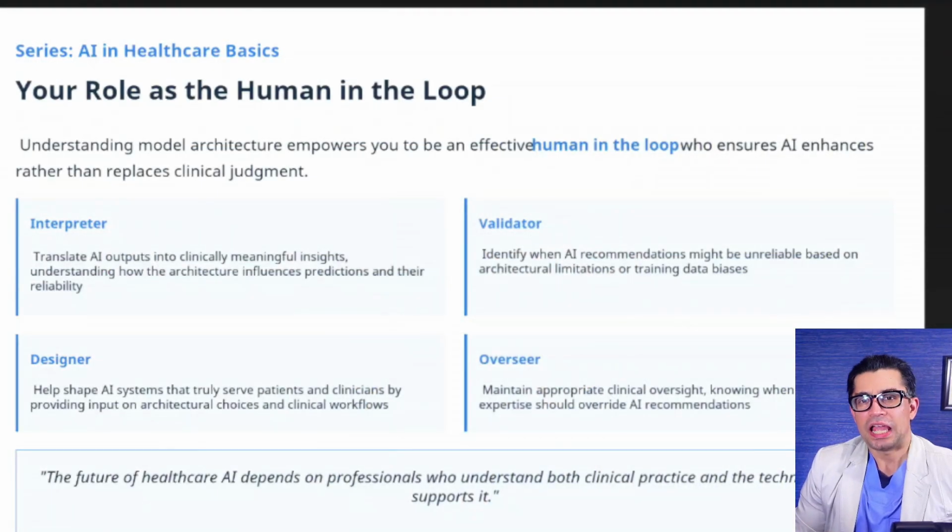Understanding model architecture empowers you to ask the right questions when AI tools are being implemented in your clinical setting. You can evaluate whether the chosen architecture is appropriate for the clinical problem, whether the model's capabilities actually align with your clinical needs, and whether the system's limitations are properly understood and communicated. And these questions are what you need to know when you're talking to any vendor or if you are looking to design your own model. And this knowledge, my friends, also helps you identify when AI recommendations might be unreliable.